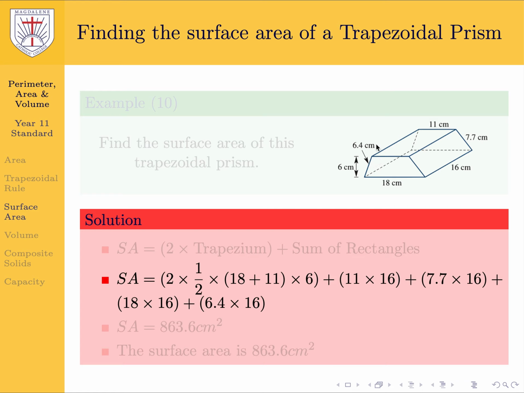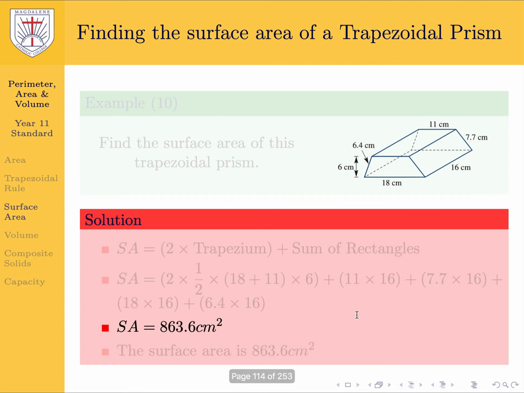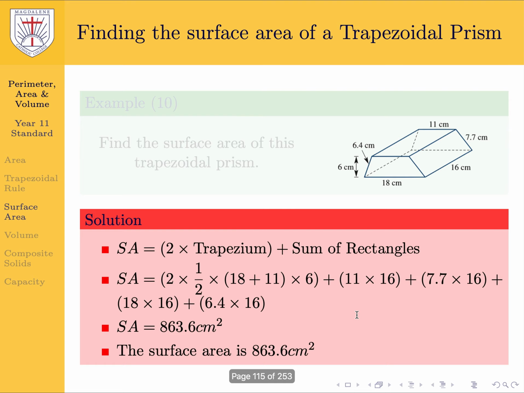And when you type them all into the calculator, as I said, you can do it in parts. So you would do everything between the brackets in one go and then add them all together at the end, or you can just do it in one big line, and then you get 863.6 centimeters squared, which is the surface area.